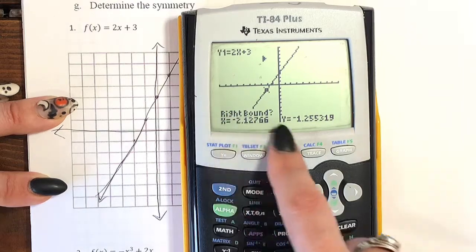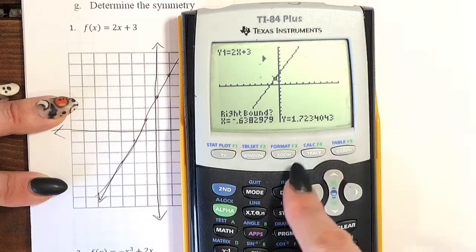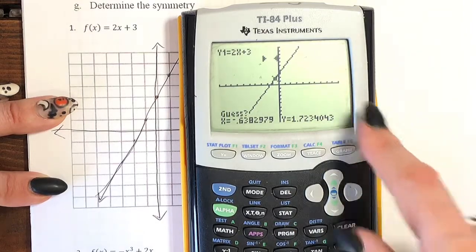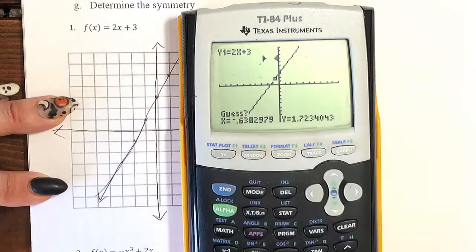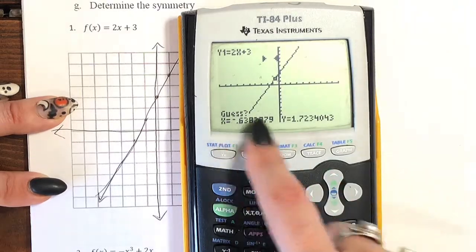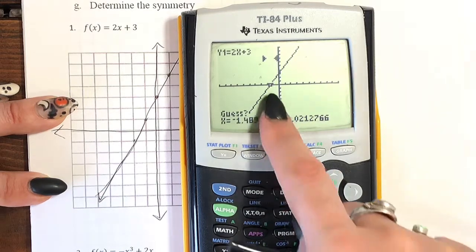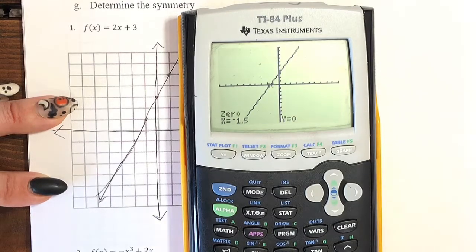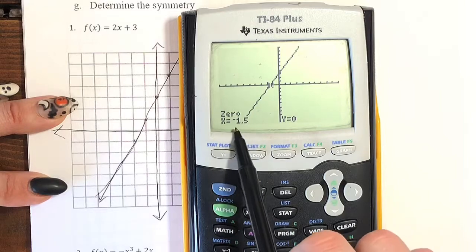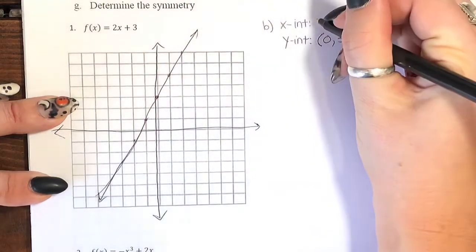And then now it says to go right bound. So I'm going to use my right arrow key to go past it a couple times. Again, it doesn't matter how far you go. Push enter. And you see how we got these two arrows from the left and the right? It's kind of like it's sandwiching in on that point. And now they're saying guess. They want you to get that point as close as you can. And sometimes you can't get right on it. I'm pretty close here, but sometimes it might not let you get that close. Just get as close as you can and push enter and you're okay. Here's your x-intercept. You're at -1.5 and 0. So that's our x-intercept.